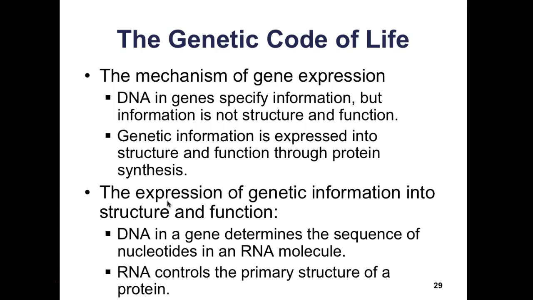The mechanism of gene expression. DNA and genes specify information, but information is not structure and function. Genetic information is expressed into structure and function through protein synthesis. The expression of genetic information into structure and function ultimately is twofold. DNA in a gene determines the sequence of nucleotides in an RNA molecule. And the RNA controls the primary structure of the protein. So the sequence of bases in the RNA is going to code for the amino acid sequence in the protein.